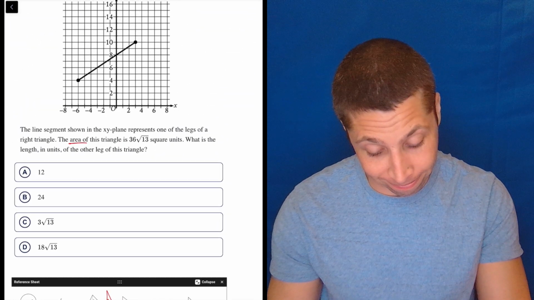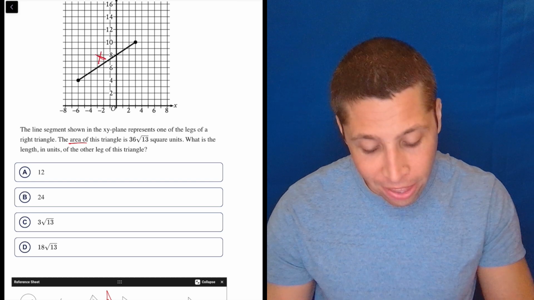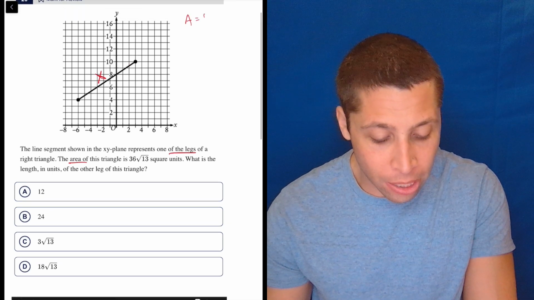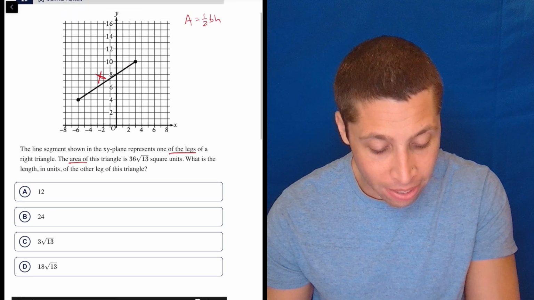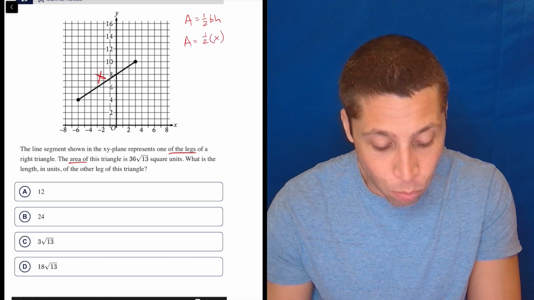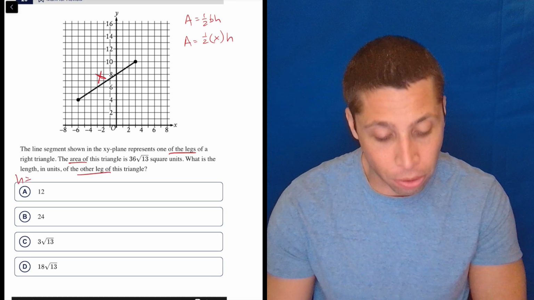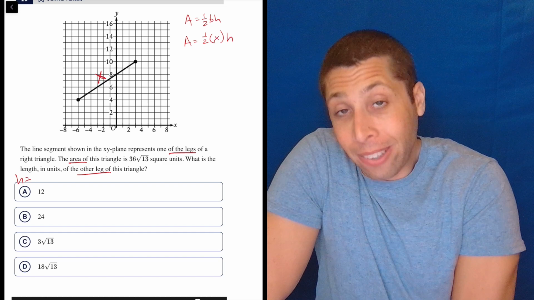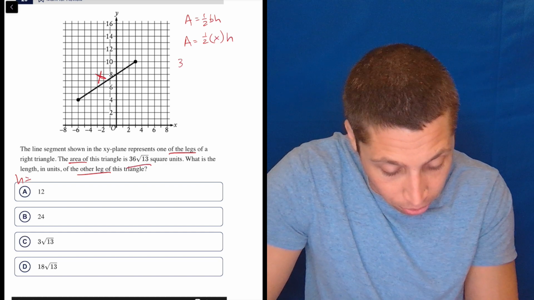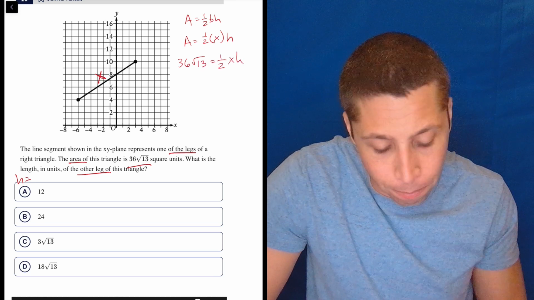So that's what it's trying to tell us here. Let's call this leg X. The length of this thing is X. This is one of the legs. So if we're going to use area equals 1/2 base times height, the length of this is, let's say, the base, and the answer is the height. So that's what these are supposed to be, right? The other leg. So if we had the length of this thing, we could find the height just by solving, because they give us the area, which is 36 root 13, which is a messy number, but we have a calculator, right? So it's not that big of a deal.